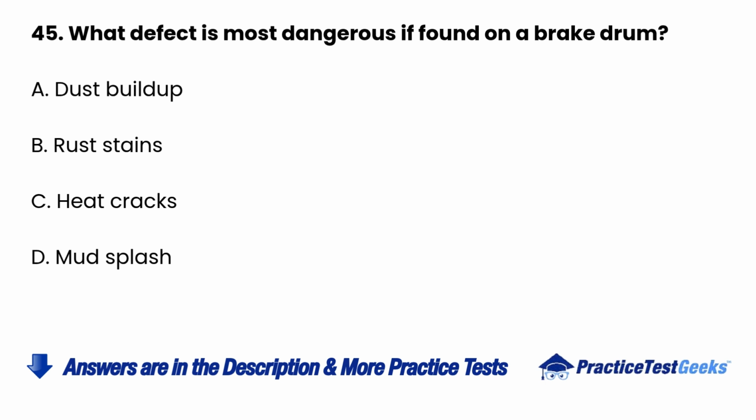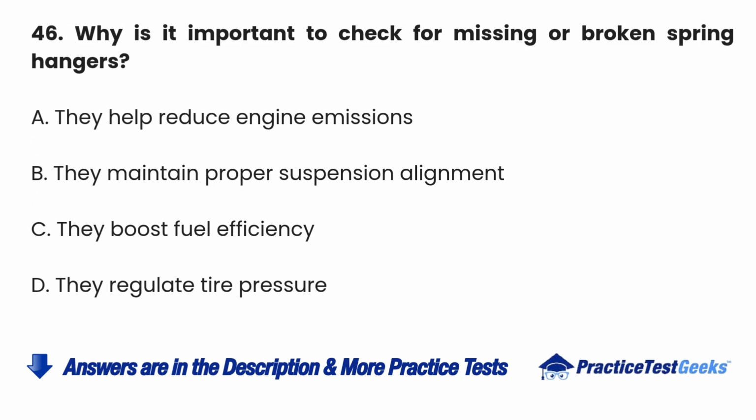45. What defect is most dangerous if found on a brake drum? A. Dust buildup. B. Rust stains. C. Heat cracks. D. Mud splash.